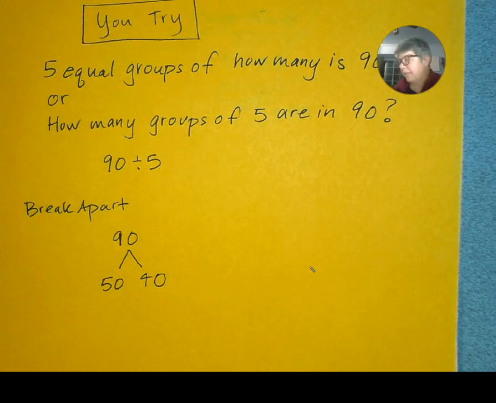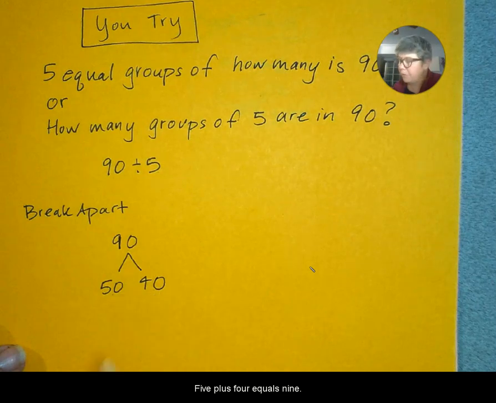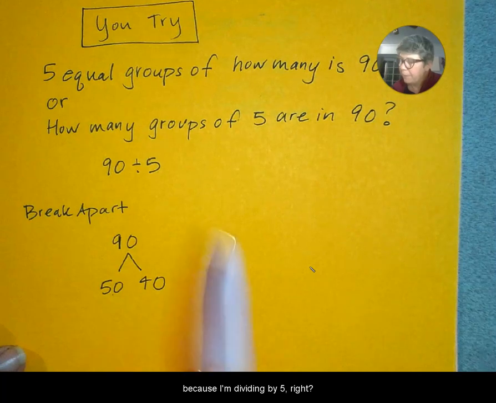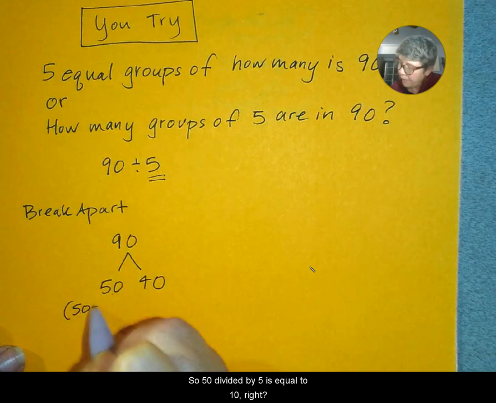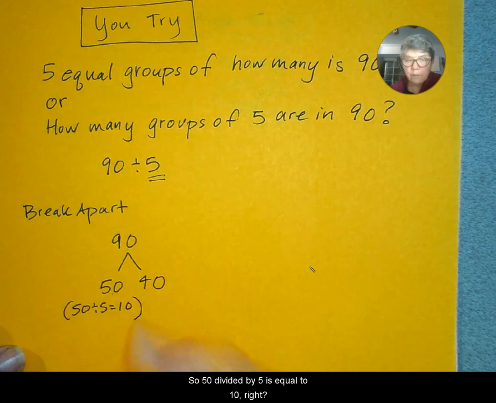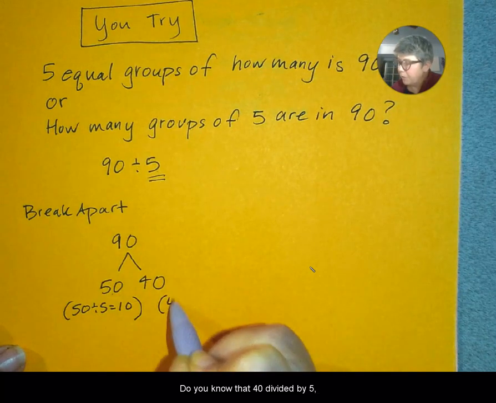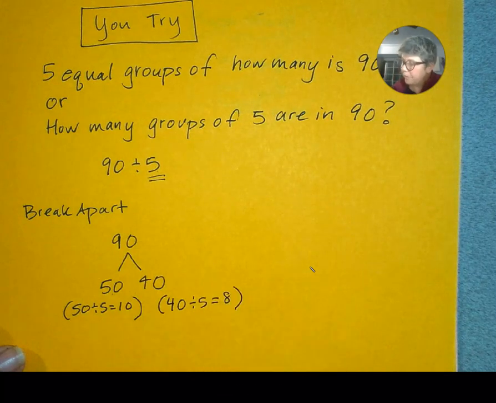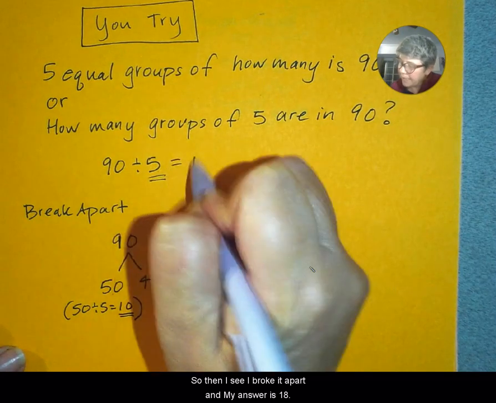Okay, and we're back. So 90 divided, breaking apart, 50 and 40, because 50 and 40 makes 90. 5 plus 4 equals 9. And the reason that I chose to break it apart that way is because I'm dividing by 5, right? So 50 divided by 5 is equal to 10, right? And also 40 is in my 5 facts. Do you know that 40 divided by 5, 5 times 8 is 40? So then I see I broke it apart and my answer is 18.